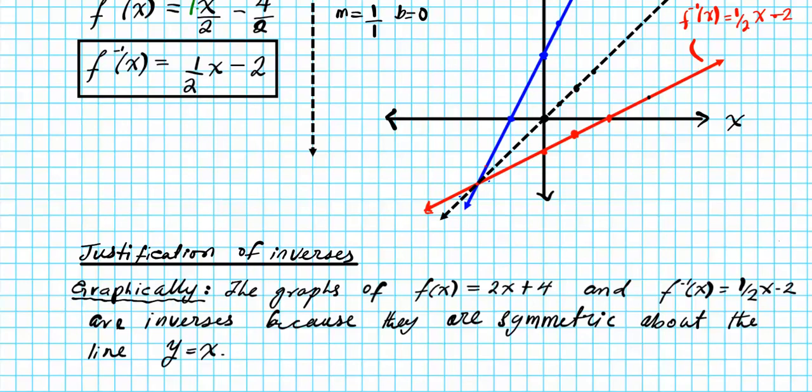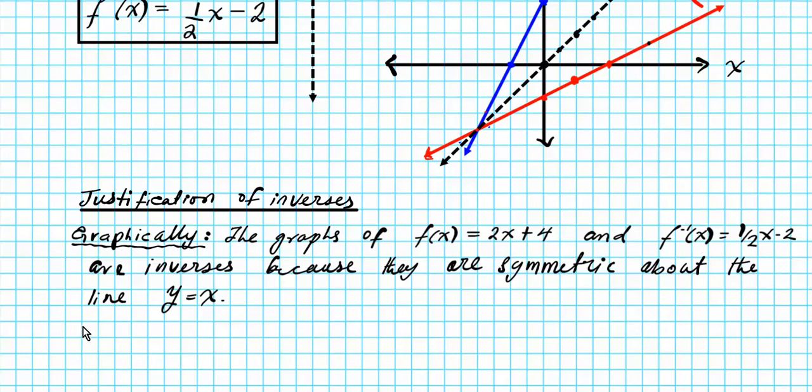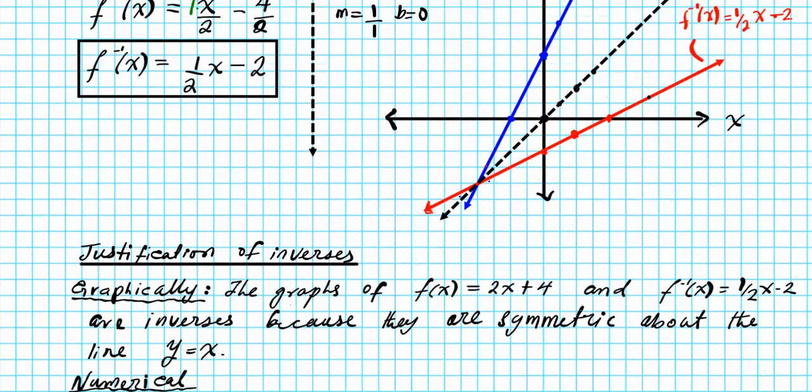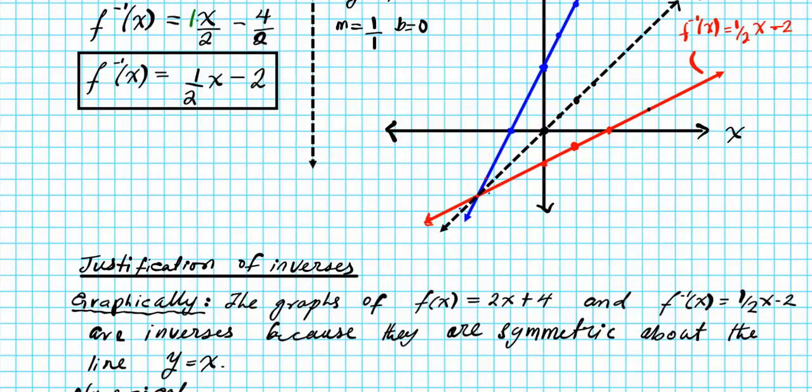Now let's take a look at the numerical perspective. How can we use numbers to justify that two functions are inverses of one another? Well, we can just pick 2 points, that will suffice. If you take a look, this point is a reflection of that point. What are the coordinates of this point? This point has coordinates of 0, -2.